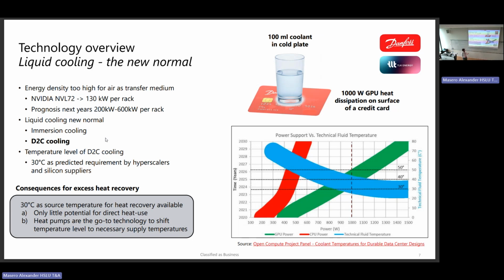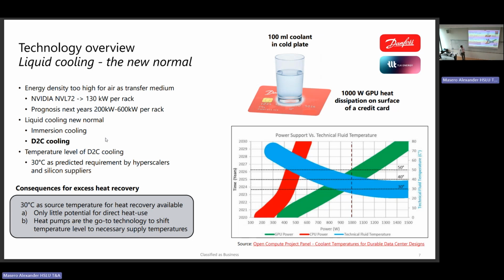So that's the situation we're dealing with at the moment. If you look back 10, 15 years, people were talking about temperature levels for this liquid cooling of 50, 60 degrees C. That would be a dream for heat recovery, right? But nobody's talking about this anymore. If you talk to the main silicon suppliers and also the hyperscalers, the Metas, Googles, Microsofts, we're talking more about 30-degree temperature supply.